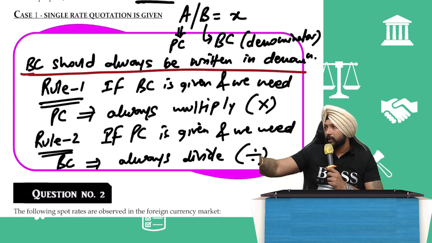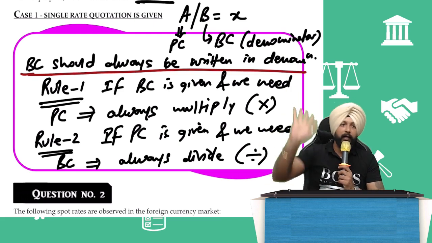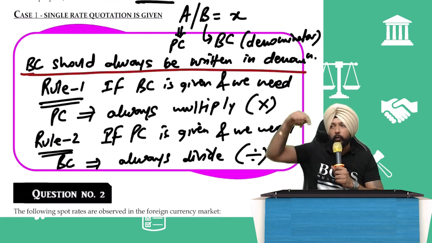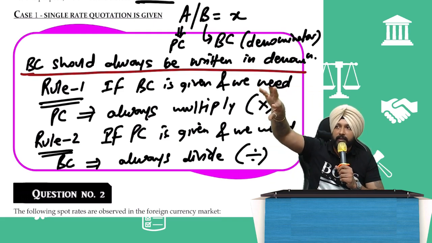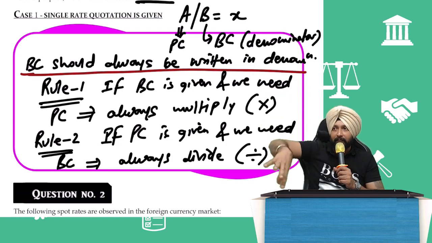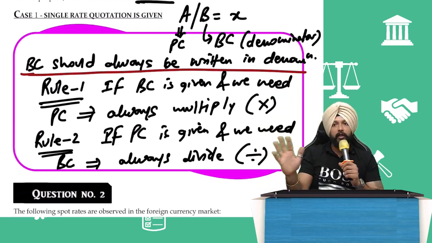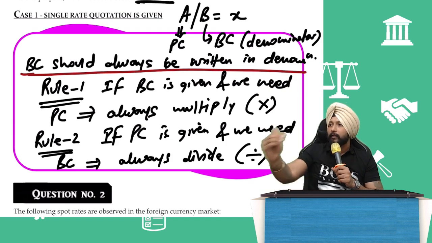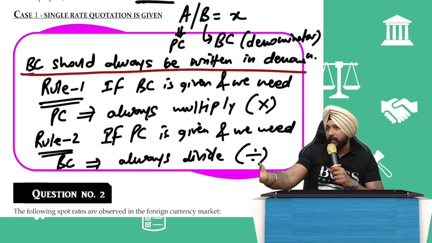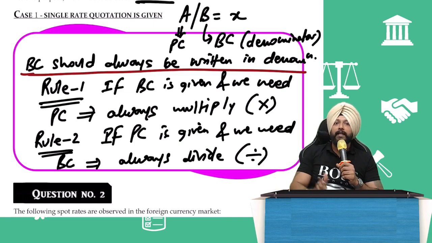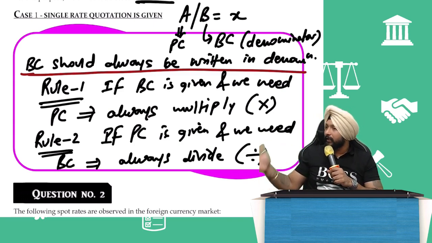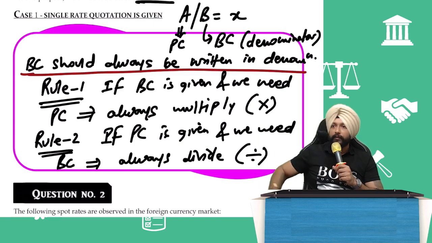What is given? Base currency. What do I need? Price currency. Multiply. Rather than doing all that maths, this is stronger, this is weaker, this is greater than 1, this is less than 1, and on conversion whether I should get less or more, don't do all that maths. Simple. What is given? Base currency. What do you need? Price currency. Apply rule 1: multiply. What is given? Price currency. What is needed? Base currency. Divide always.